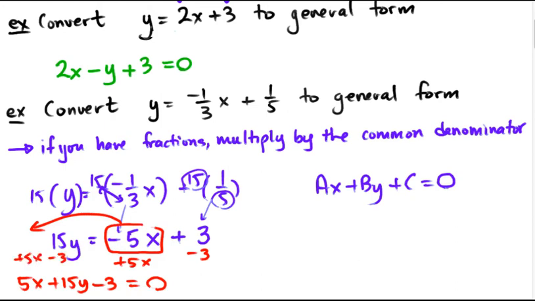And there is your answer in general form. ax plus by plus c. It's okay if c is negative 3. Plus negative 3 is the same as minus 3 is equal to 0.